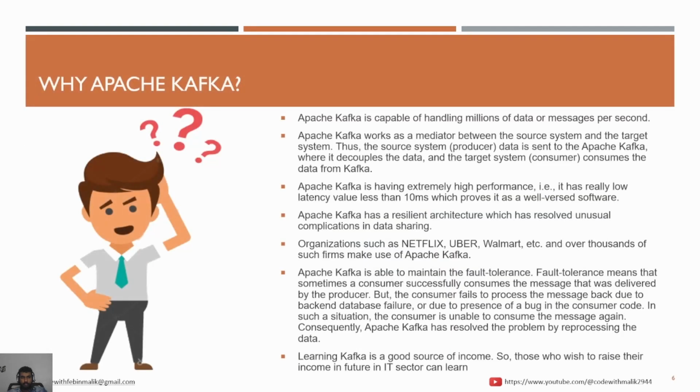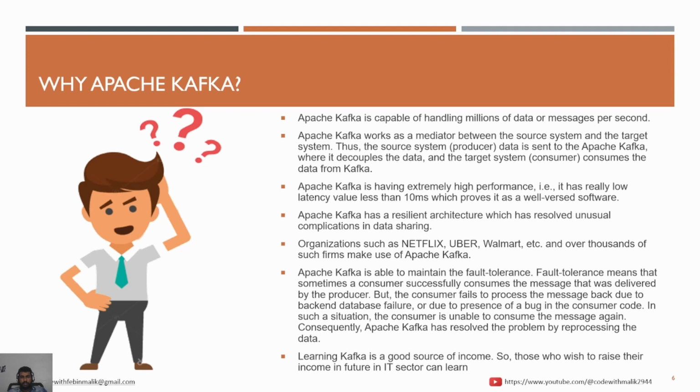Why Apache Kafka? Apache Kafka is capable of handling millions of data or messages per second. Apache Kafka works as a mediator between the source system and the target system. Thus, the source system data is sent to the Apache Kafka, where it decouples the data, and the target system consumes the data from Kafka.